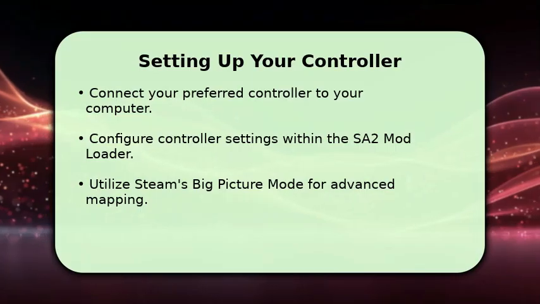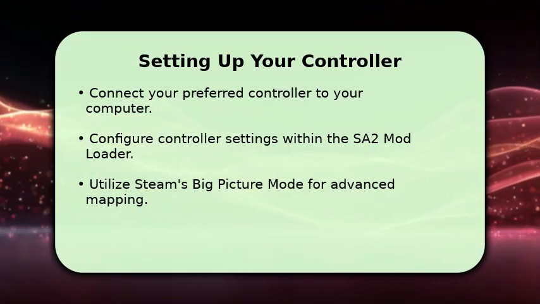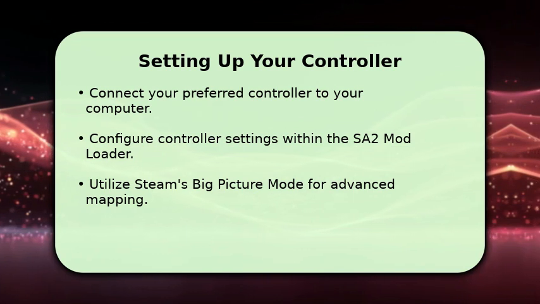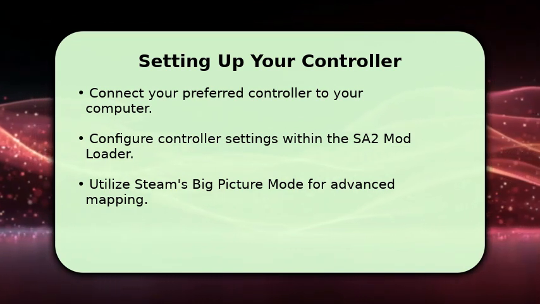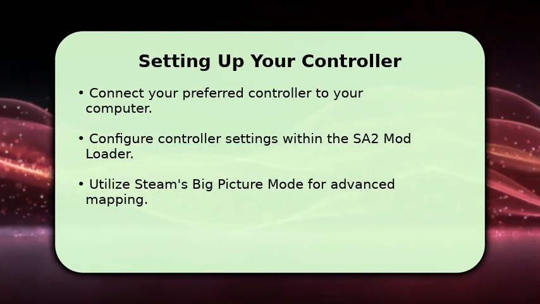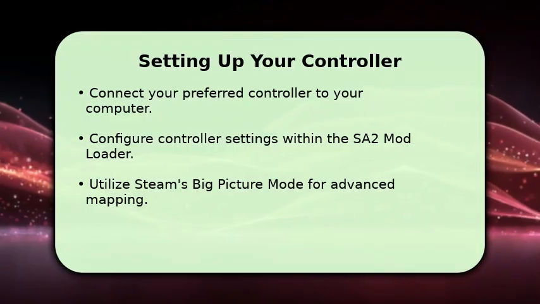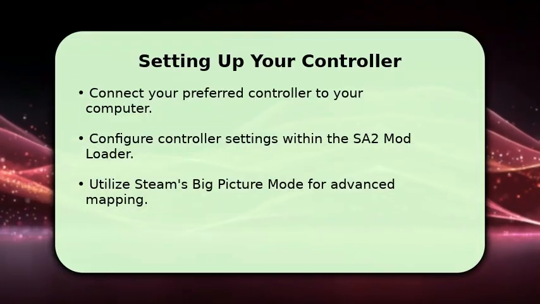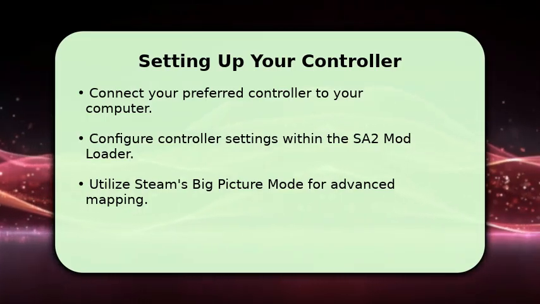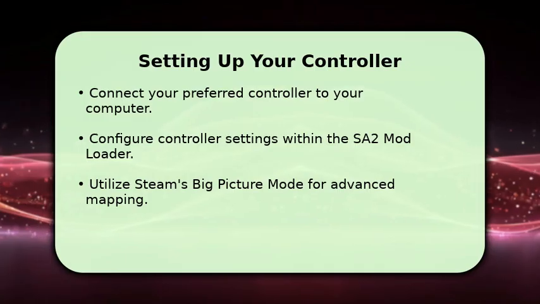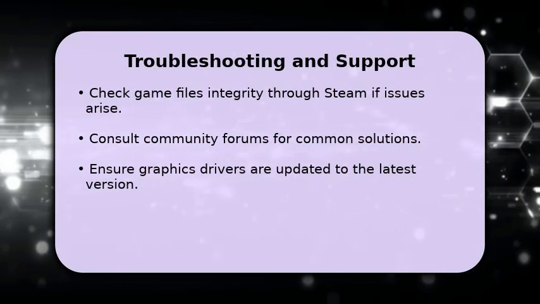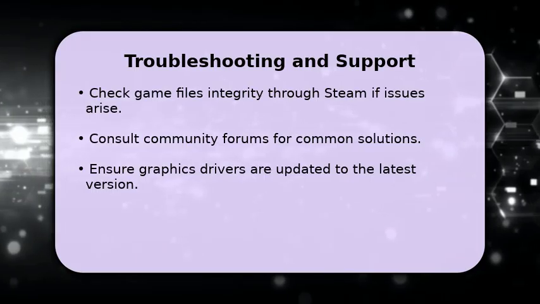Sonic Adventure 2 on PC works best with a controller. First, connect your gamepad to your computer. Then, open the SA2 mod loader and navigate to its controller configuration options. Here, you can adjust button mappings and sensitivity. For more advanced customization, especially with non-Xbox controllers, Steam's Big Picture mode offers robust remapping tools, ensuring a comfortable and precise gameplay experience. If you encounter any issues, don't worry, solutions are often readily available.